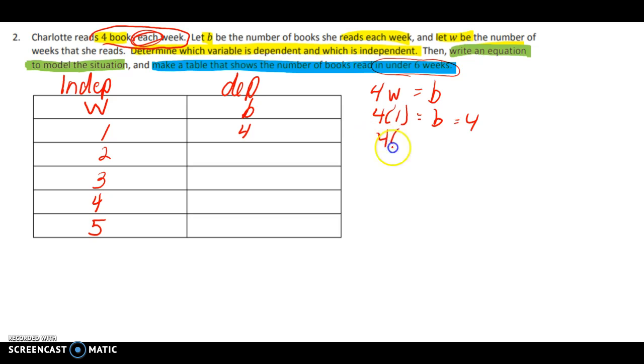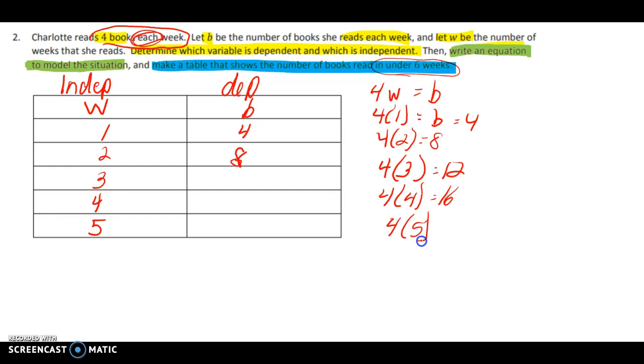Next, 4 times 2 weeks. Well, how many books did she read here? Well, here we have a total of 8. When she has 3 weeks, she read 12 books. When she was at 4 weeks, she read 16 books. And when we let W, or the number of weeks, equals 5, she read a total of 20 books.